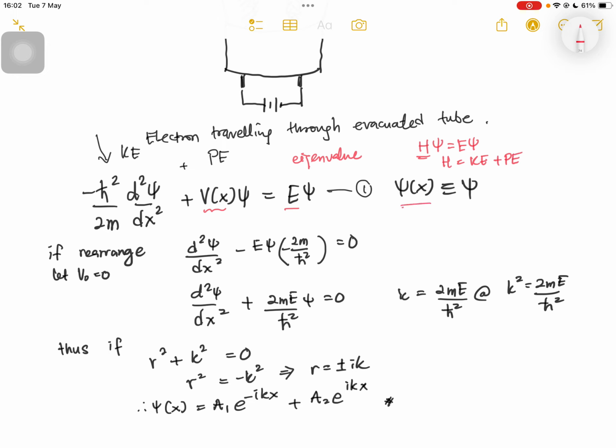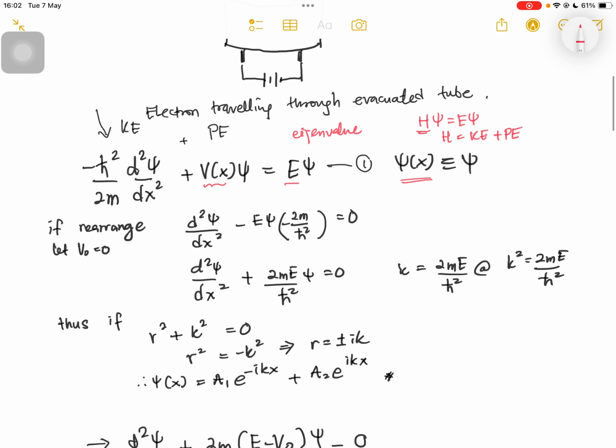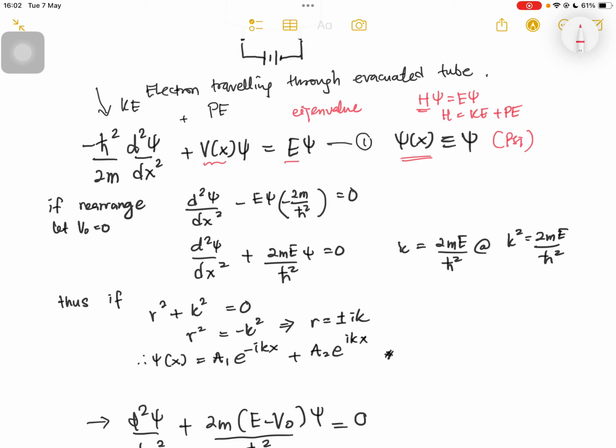So your H is kinetic energy plus potential energy. Now I drop the sign of this is function of x, so just psi. All of my notations will be psi. Now if we rearrange, look at this. Let's say you start with your V naught or V(x) just 0. So you rearrange, given your E psi to your left, and then you only need 1 multiplied with the second order differential.